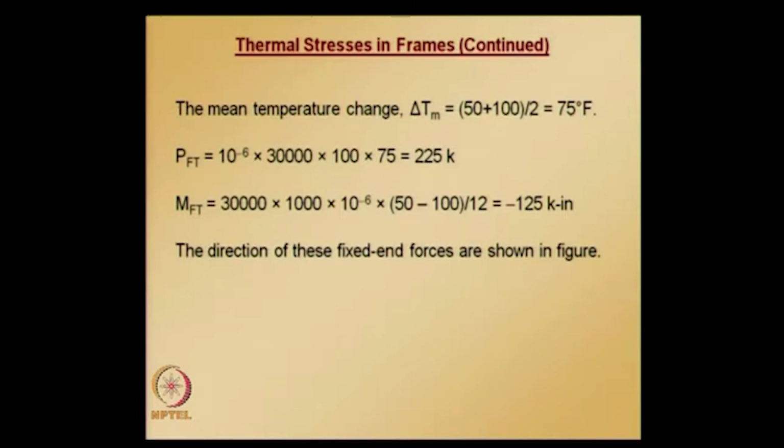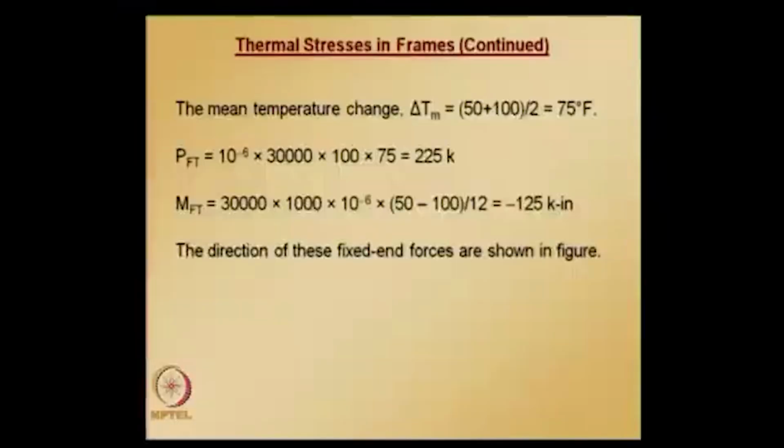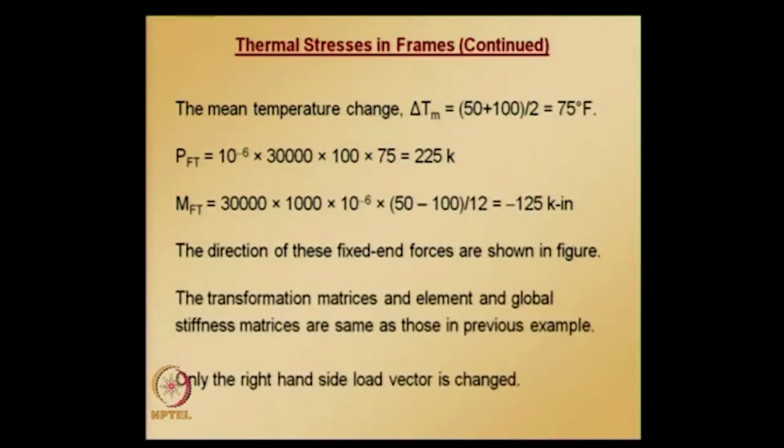The transformation matrices and element stiffness matrices in local coordinate system and global coordinate system are same as those what you have already got when we were solving this problem subjected to uniformly distributed load in the last class, but for completeness let us repeat those things once again here. So now let us start doing that, and also note that only the right hand side load vector is going to be different because now it is subjected to temperature changes.